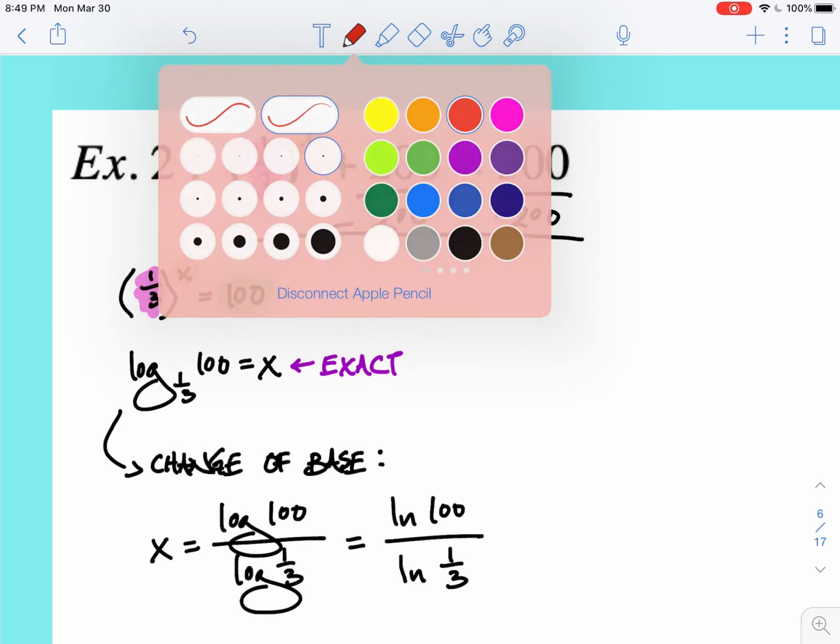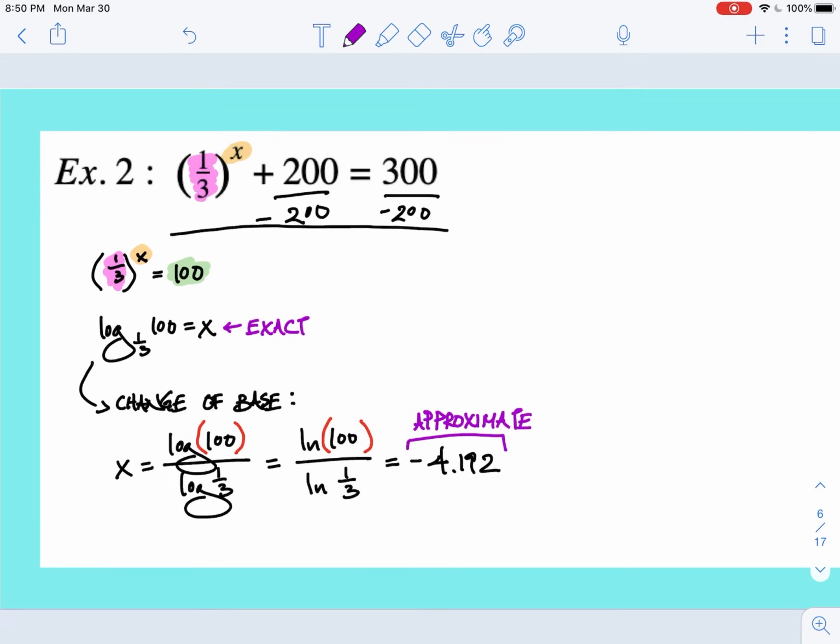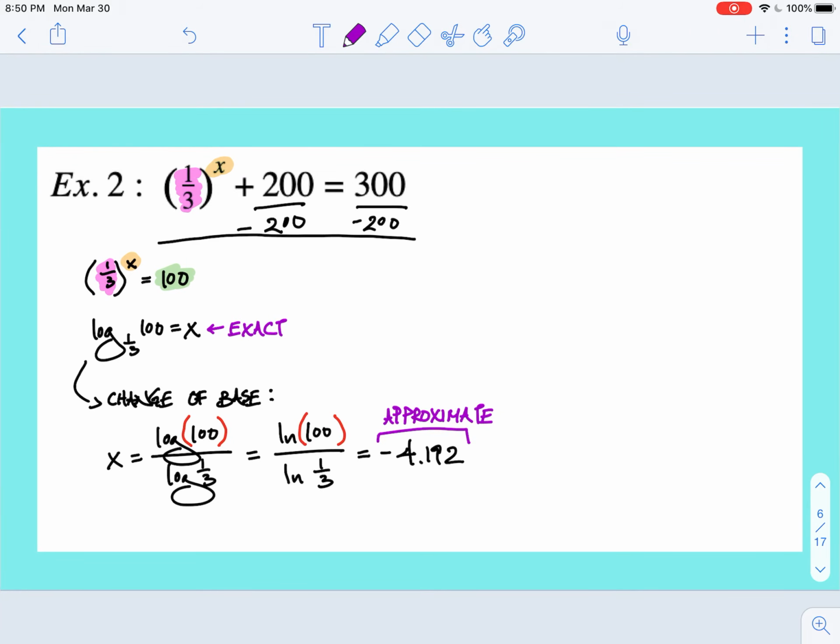And same thing as the previous example, your calculator is going to open up that parentheses for you, so you need to make sure to close it. Otherwise, you're going to get a different decimal than I will. And same thing over here, open and close. And when we type that in, we should get about negative 4.192. And this would be considered our approximate answer. Okay, so we've got an exact solution and we've got an approximate solution.